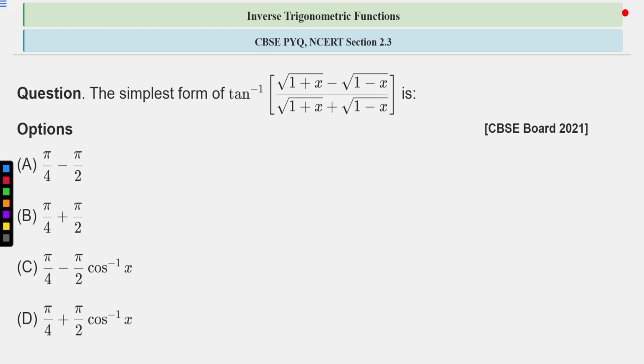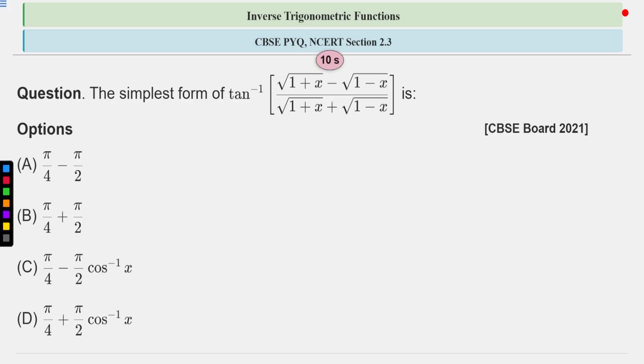The hint for this question is, we can try rationalization, right? And also we can try a substitution. That is, we can put x as cos theta, and then we can apply the formula of 1 plus cos theta, right? And finally, we can further simplify to get it in the form of tan inverse tan theta. Clear? Okay, let's move to the solution part.